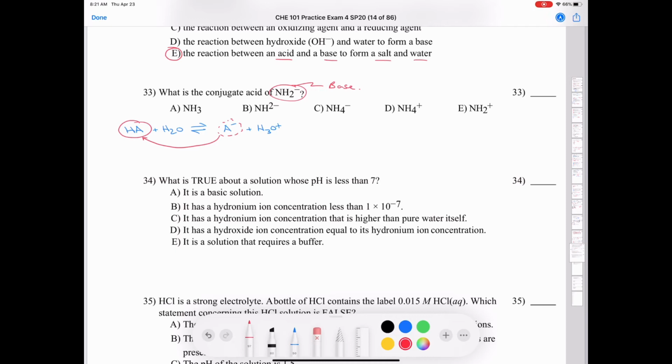The conjugate acid is what happens when it gains, or takes on, H+. So if you add H+ to NH2-, the positive and minus charges cancel out, and you end up with NH3, or ammonia. And therefore, ammonia would be the conjugate acid of NH2-. It's a polyatomic ion that we don't have to learn the name of in this class, but it's called amide.